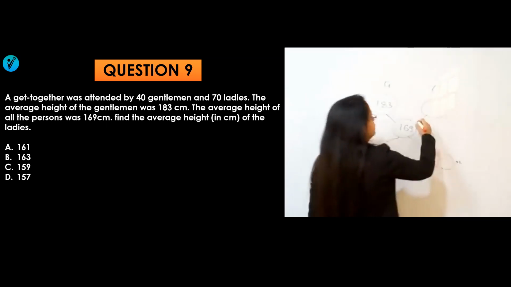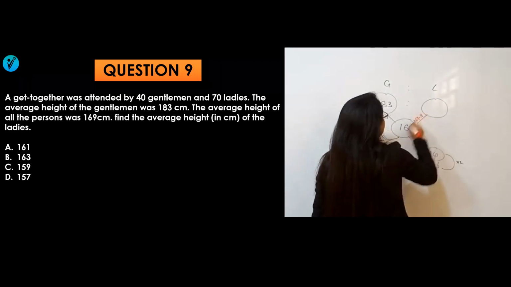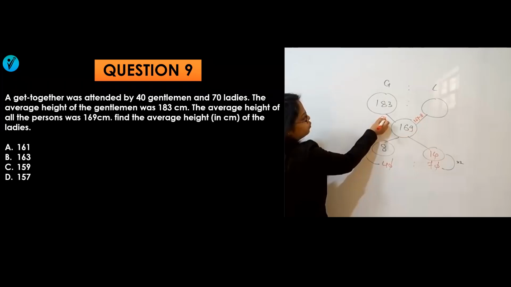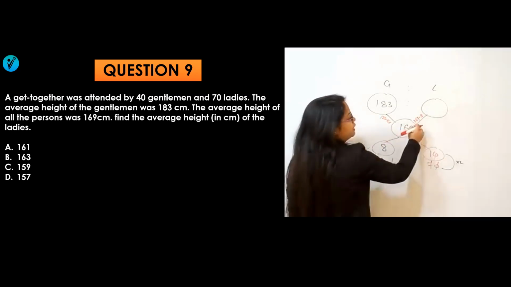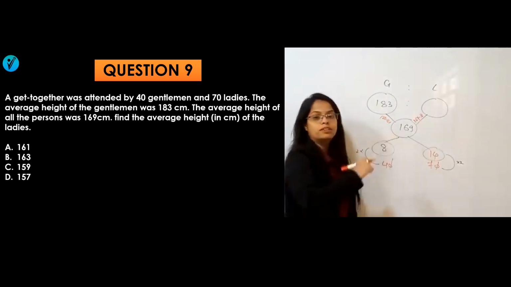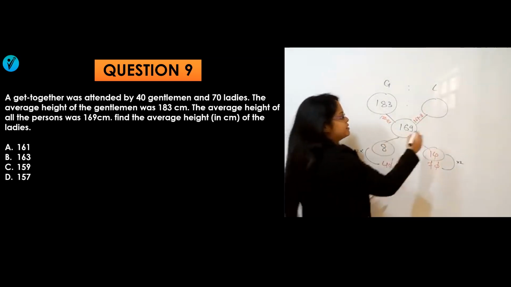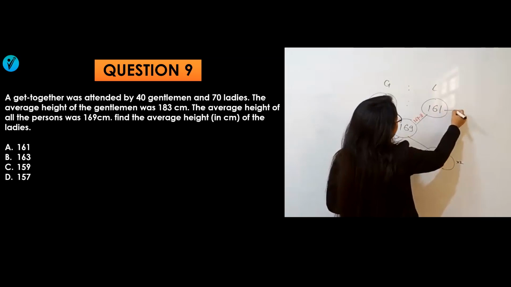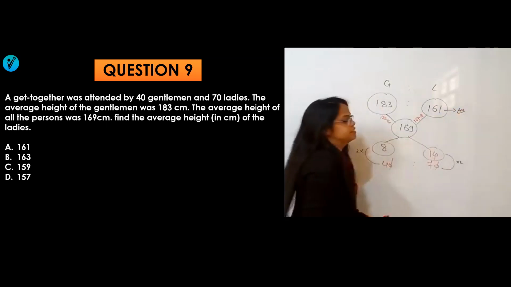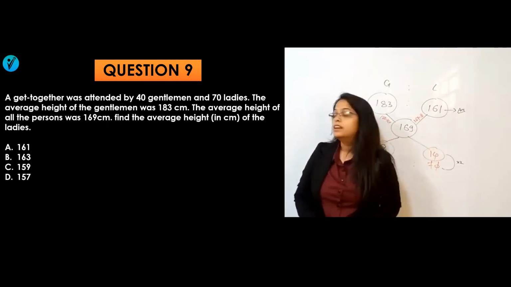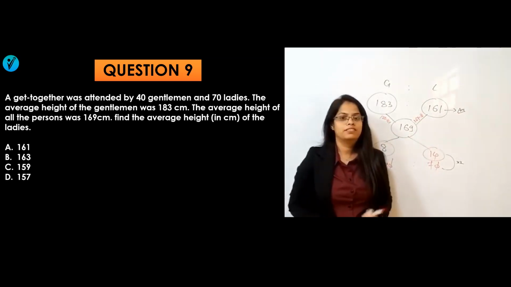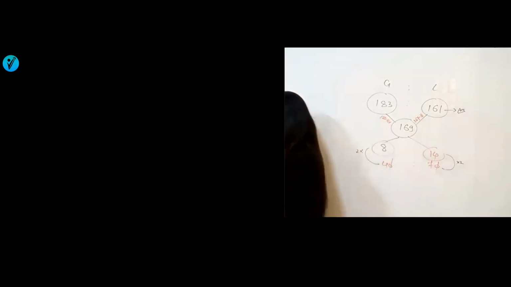So this one will be equal to 169 minus 8, because this was equal to 183 minus 169. Greater minus smaller, so smaller minus this will be smaller than this. So 169 minus 8 will be equal to 161, and that will be your answer. By using alligation, we can solve it easily. Option number A is your answer. Okay. Now let's go for the next question.